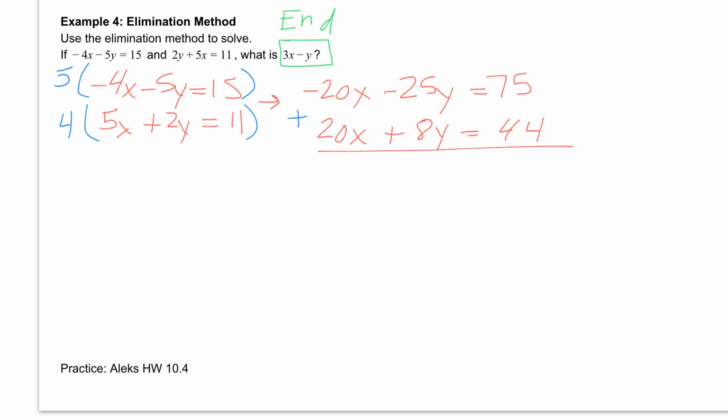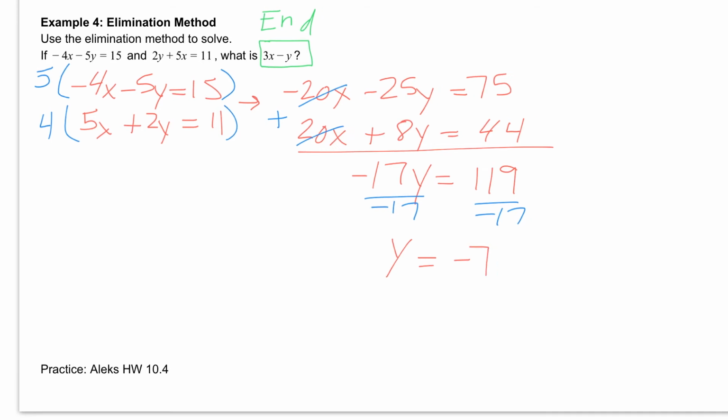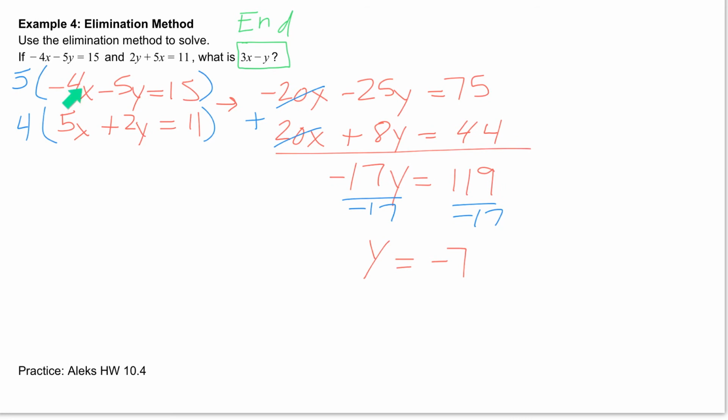Negative 20x plus 20x is 0, so these two are going to cancel out. Negative 25y plus 8y will give me negative 17y. And 75 plus 44 will give me 119. Then to solve for y, I need to divide both sides by negative 17. And I get an answer that y is equal to negative 7. Once I know what y is, I need to go ahead and solve for x. I can plug into either the top or the bottom equation in order to solve. So I'm just going to plug it into this bottom equation here, the 5x plus 2y equal to 11.